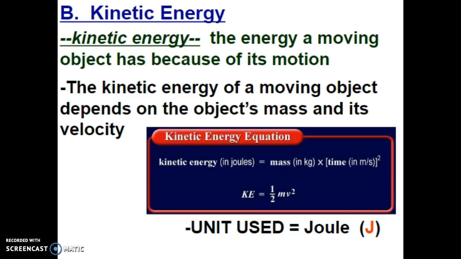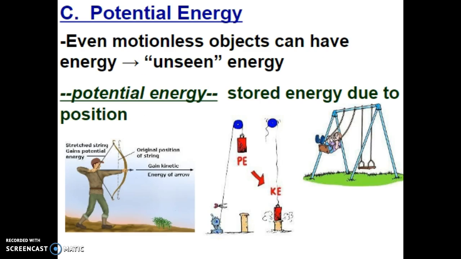in an object. So potential energy, again, even motionless objects can still have energy. It's not directly seen, but it is there. So potential energy is stored energy due to position. And we will talk about the different types of potential energy: elastic potential, chemical potential, and gravitational potential energy.